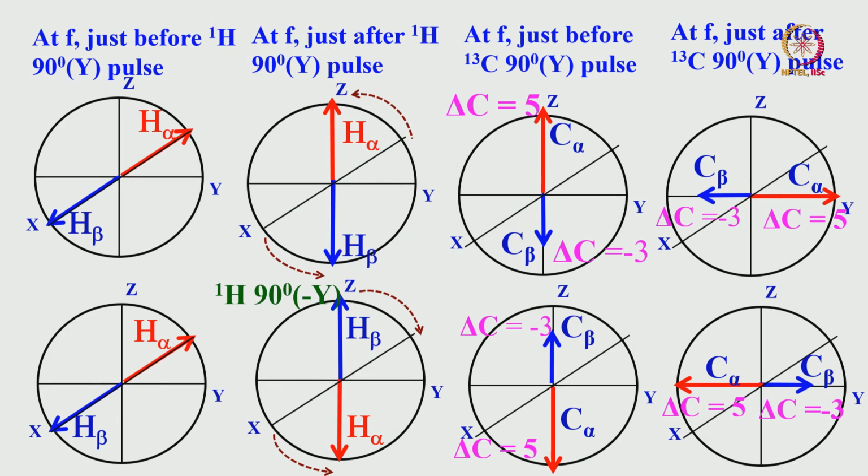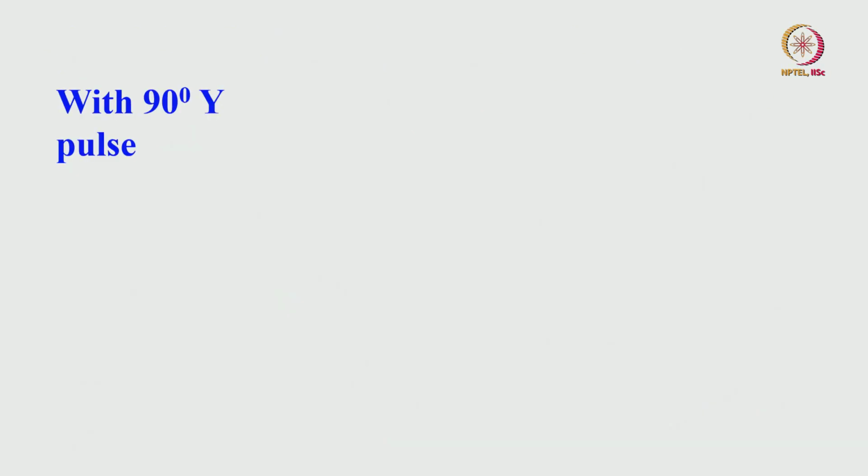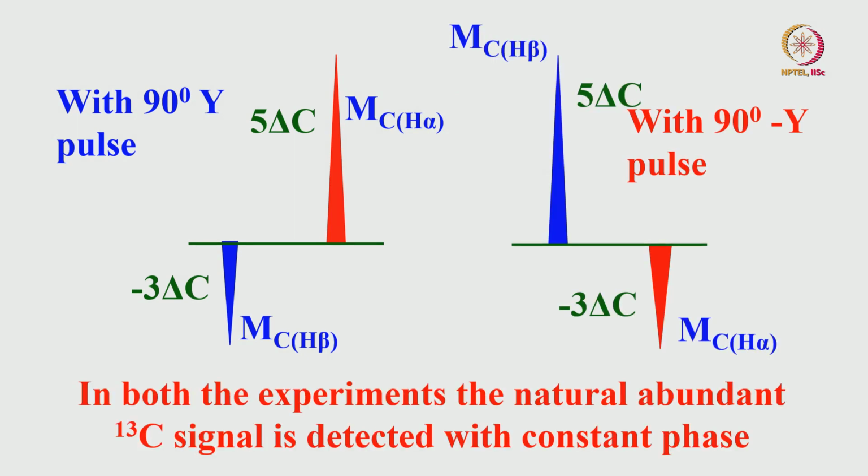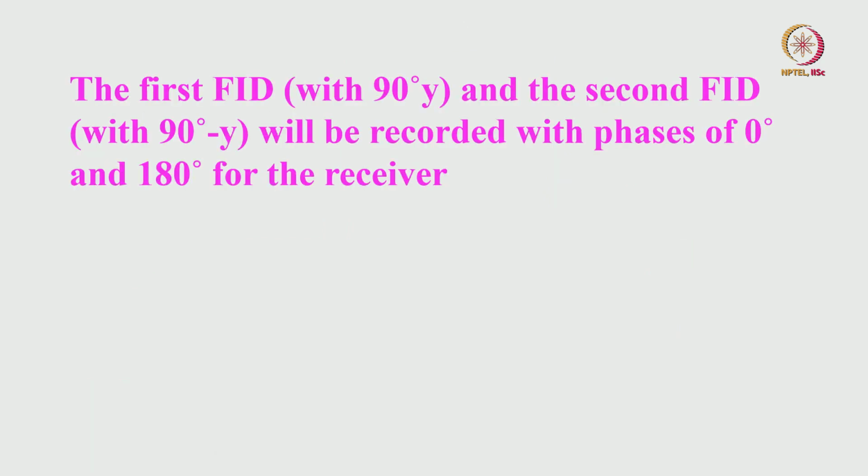When you apply simultaneous 90 pulses, we are changing the magnetization from C beta to C alpha in the two experiments. Once C alpha is along plus y, and the other time it is minus y. Similarly, C beta also once in minus y, second time it will be on plus y. Now, with plus y 90 pulse, this is the magnetization of carbon 13, and with minus y, this is what it is. Now, in both the experiments, the natural abundance carbon 13 is detected with constant phase, that we are not touching. We are only transferring magnetization from proton to carbon 13 for one of them. Natural abundance carbon 13 still continues with the constant phase.